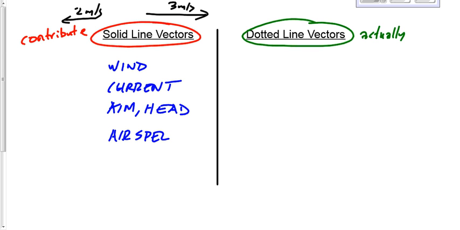And along with airspeed, you know what that means, right? The airspeed is the speed that an airplane can go in the absence of wind. Along with that could be a speed that a swimmer can go in the absence of a current, or the speed that a boat can go in the absence of a current, right? If a plane can go at 900 kilometers per hour in the absence of a wind, that doesn't mean it goes at 900 kilometers per hour.